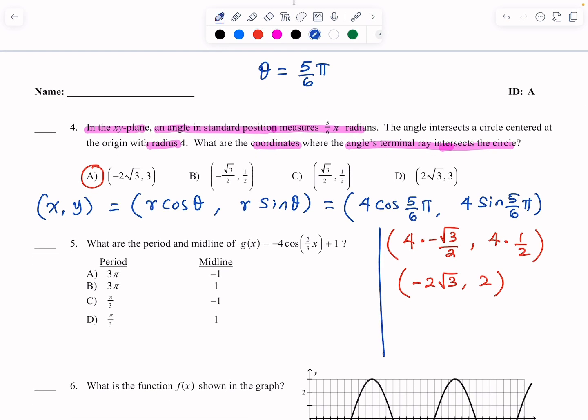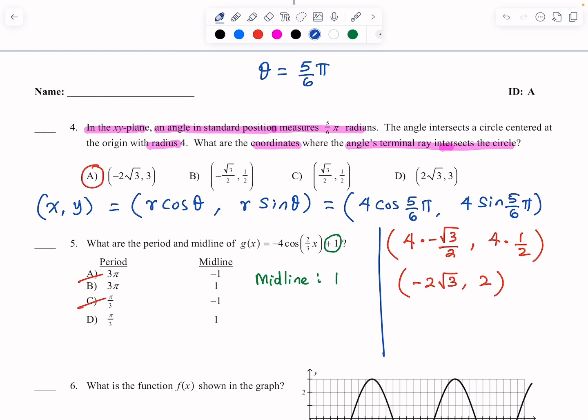Now let's move to question number 5. For question number 5, it is asking what is going to be the period and what is going to be the midline. The midline is the easiest one. So the midline is just this value right here. So this is your midline value. So my midline is just positive 1. So let's eliminate options that don't make sense. This doesn't make sense because the midline is negative 1. This doesn't make sense because the midline is negative 1.